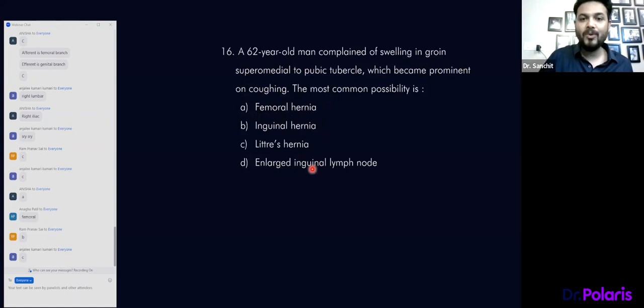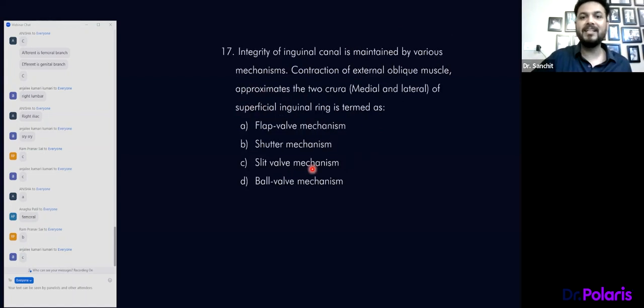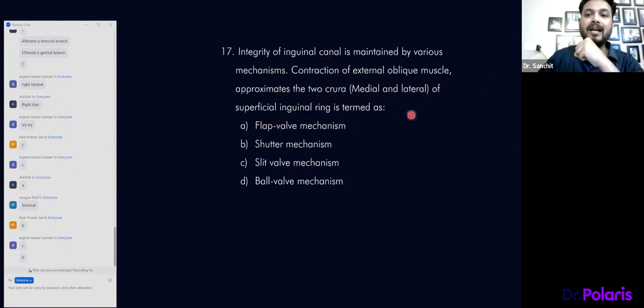Okay. So now I'll move on to my 17th question, and that is: integrity of the inguinal canal is maintained by various mechanisms. So you know my inguinal canal has a very strong influence of certain muscles. So contraction of my external oblique muscle approximates the two crura, the medial and the lateral crura, that are present over the superficial inguinal ring. And this particular mechanism of contraction is called what?